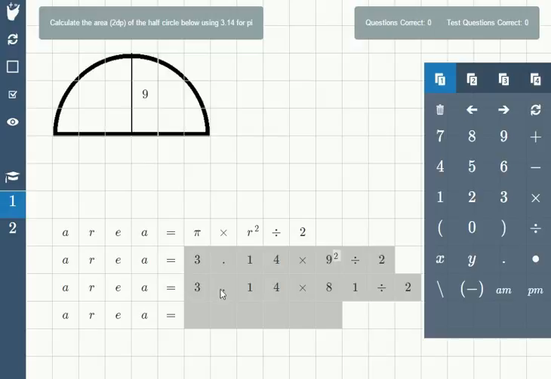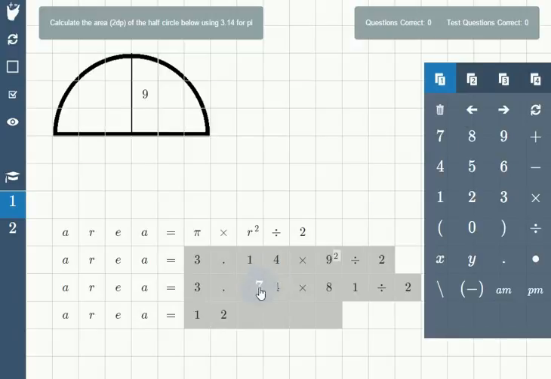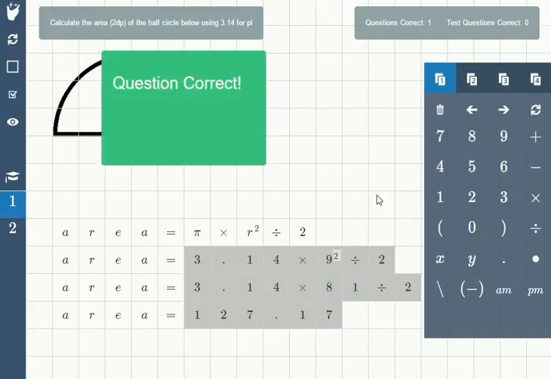So now that we've got our second line of working filled in, we're ready to evaluate that line completely and find the final answer. So to do that, let's go to the fourth tab and enter in our equation. 3.14 times 81 divided by 2 equals a final answer of 127.17. So if we go back to our first tab and then put in 127.17, that completes the question.